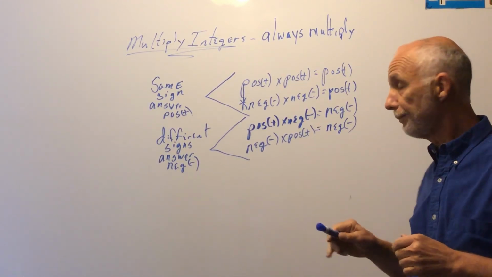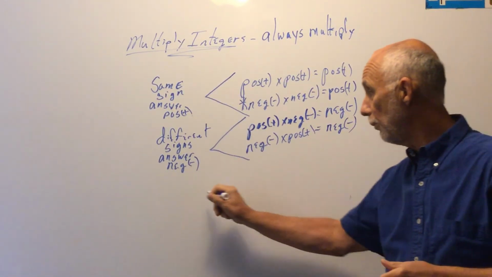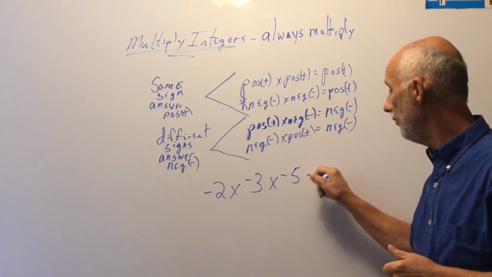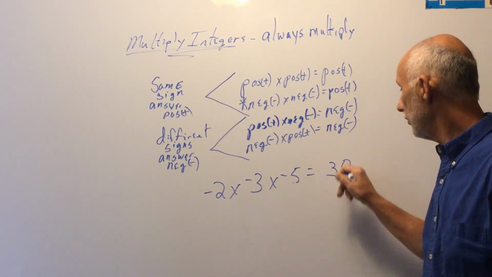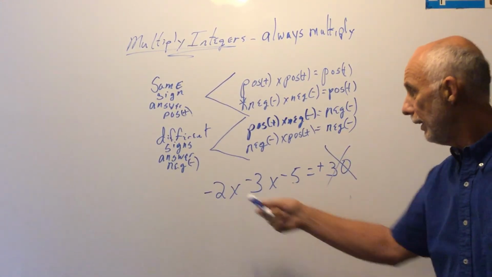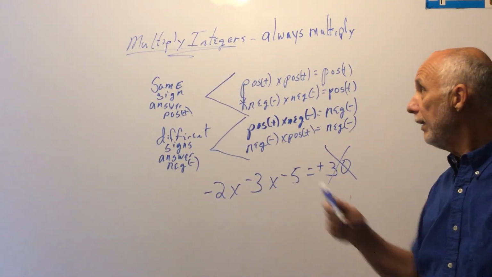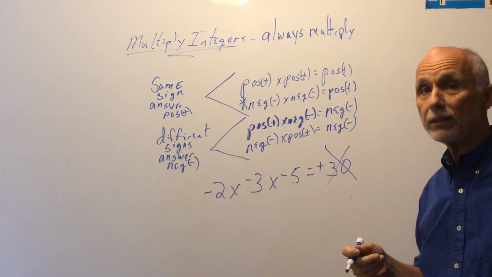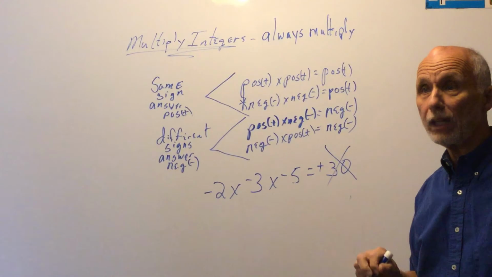Now I will tell you this, be careful with same signs answer positive, because I catch people with this all the time. Now I'll do a -3 times a -2 times a -5, and they'll go 2 times 3 is 6, 6 times 5 is 30, so they say the answer is a positive 30. Wrong. You go, what? Isn't 2 times 3 6? It is. Isn't 6 times 5 30? It is. And doesn't it mean same sign answer positive? It does. And you say, well then why isn't the answer a positive 30? And that's because when you multiply, you can only multiply 2 numbers at a time.